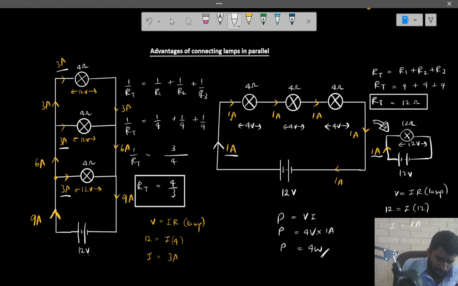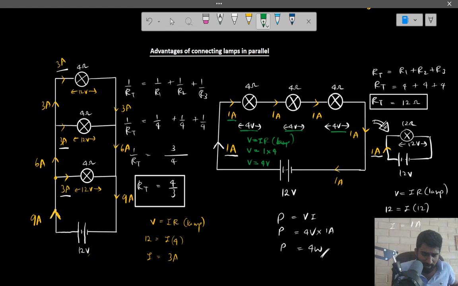So here I know the current, right? Then I can apply V equals IR for a lamp. Then I can find the V, potential difference. Then I'll get current is 1 ampere, R is 4. Then I'll get the potential difference as 4 volts. Then here I have written 4 volts here, 4 volts here, 4 volts here.